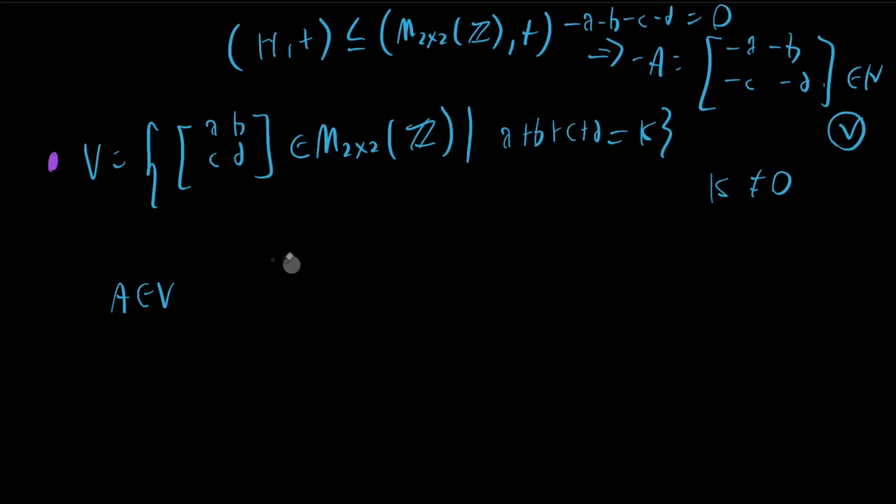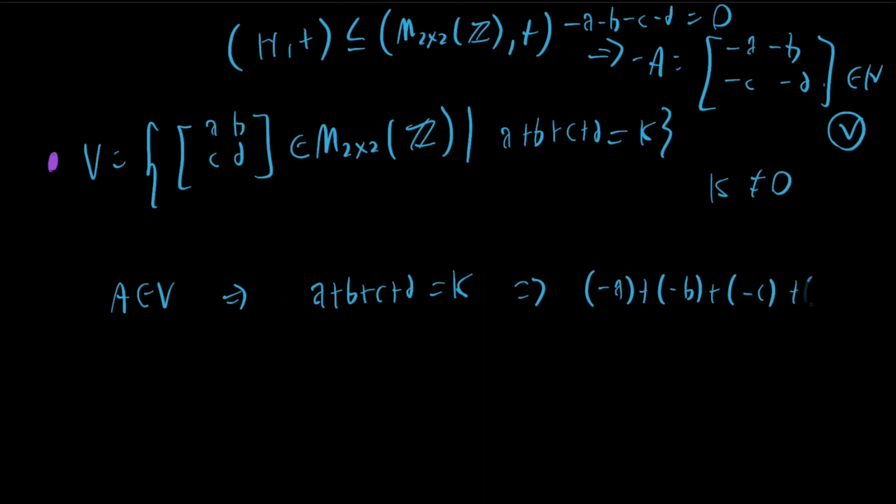Let's see. The first thing that we want to check is that if we have A in V, is it true that minus A is in V? If A is in V, this implies that A plus B plus C plus D is equal to K. But negating this yields that minus A plus minus B plus minus C plus minus D is equal to minus K. And since K is not equal to 0, this implies the inverse of the matrix A is not in V, and thus V is not a subgroup. So V is not a subgroup under addition, of course.